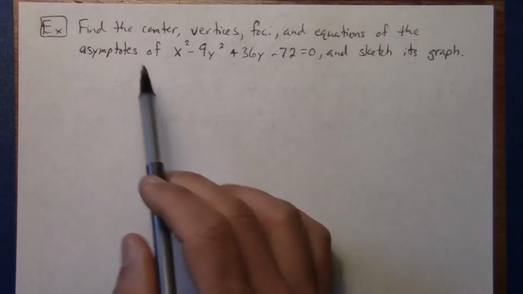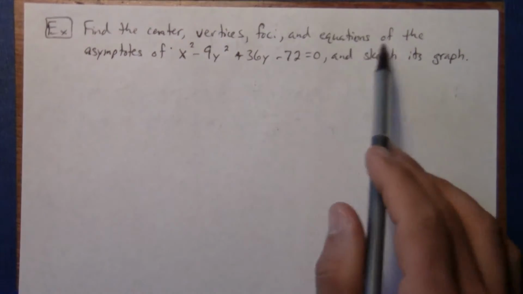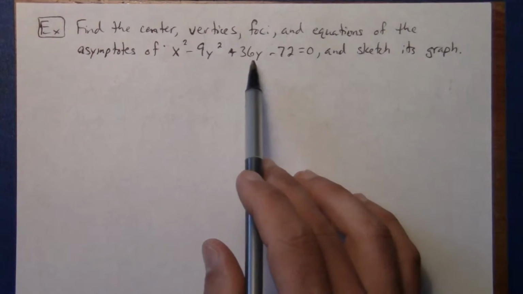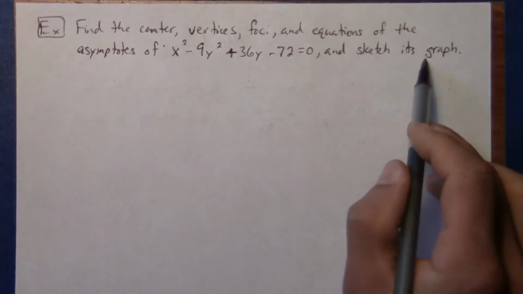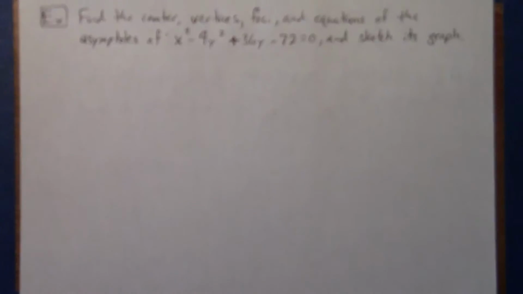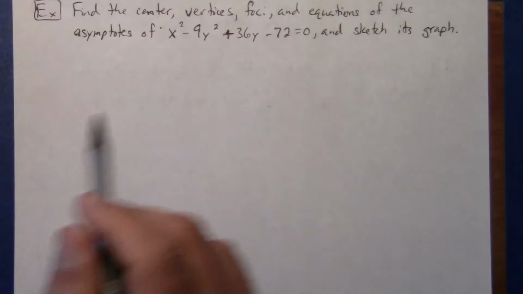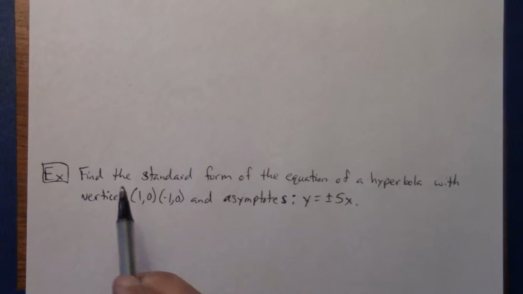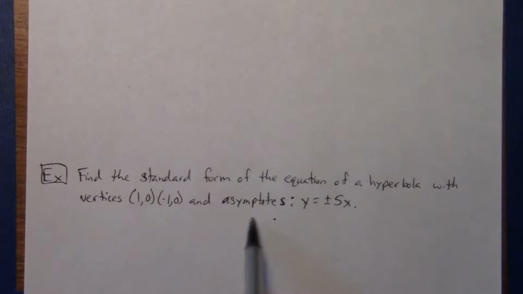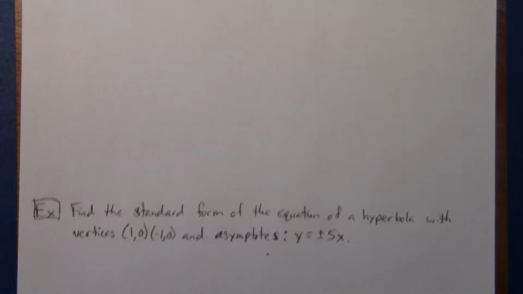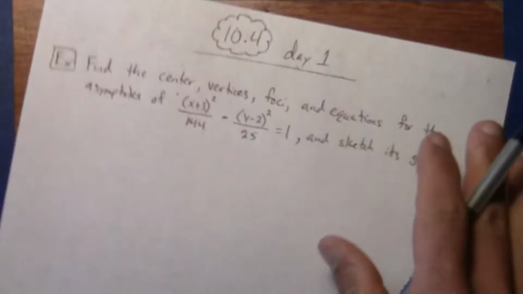Second one, basically same problem, find the center, vertices, foci, and equations of the asymptotes of this time another hyperbola, and then ask us to sketch its graph. And of course the big thing with this one is it's not in standard form. And then the last one I'll do is ask us to find the standard form of a hyperbola where they give us random information. The particular information they give us here are vertices and then the asymptotes of the hyperbola.